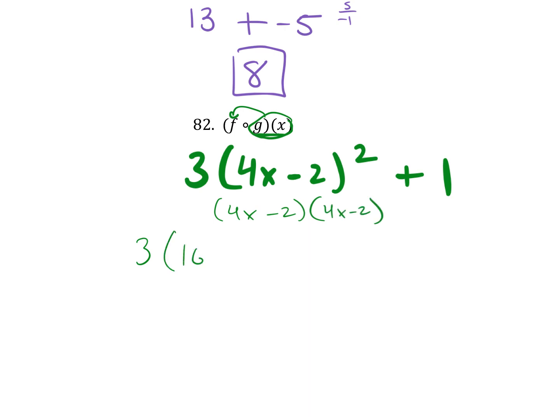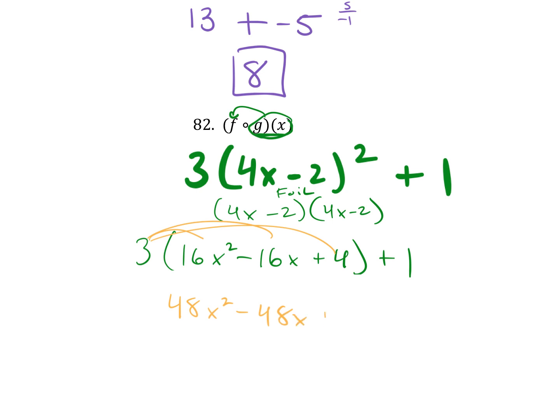So this would be 16x squared minus 16x plus 4. Then we distribute the 3. So 48x squared minus 48x plus 12 plus 1. So 48x squared minus 48x plus 13.